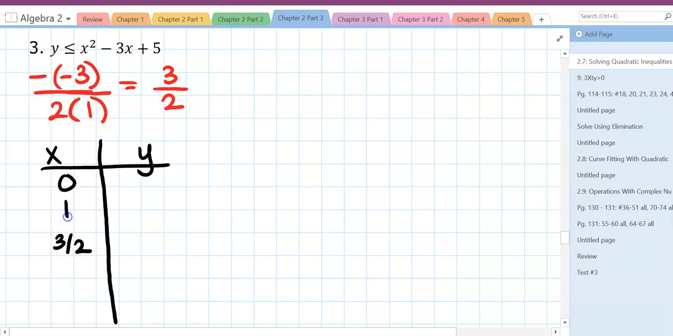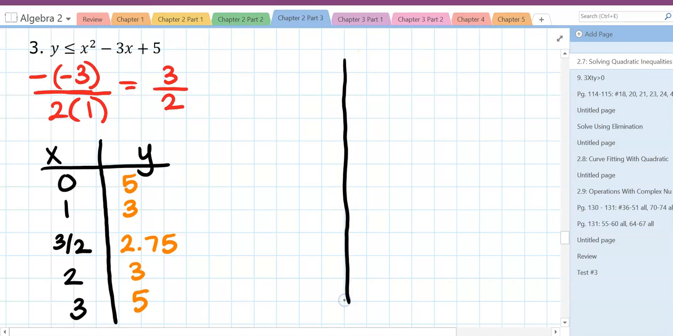So like 0, 1, 2, and 3. So when you plug those numbers into your equation up here, you should get 5, 3. 3 halves is 2.75 as a decimal. And then 3, 5 repeats itself. So when you get started, you will have to estimate where that vertex point is at. You'll have to do your best at figuring out where you think it should be on the graph. It does not have to be perfect, but it should be fairly close.